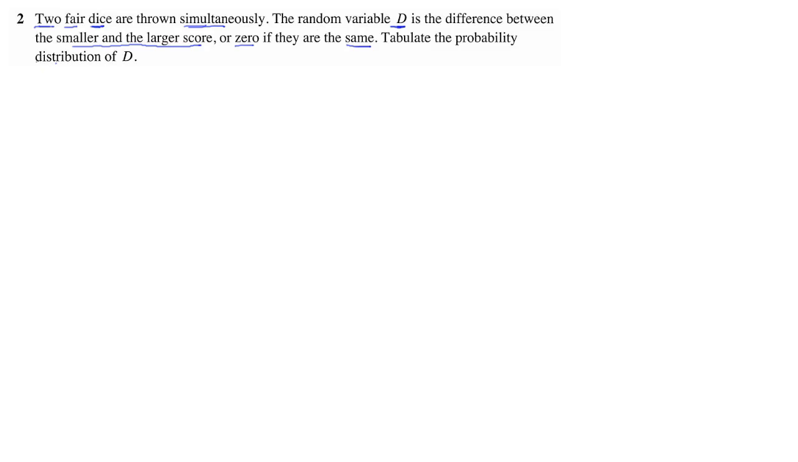All right, we have two fair dice being thrown simultaneously. Keep in mind, it's pretty much the same as throwing them one after another. The random variable D is the difference between the smaller and the larger score, or 0 if they're the same. They want a probability distribution table.